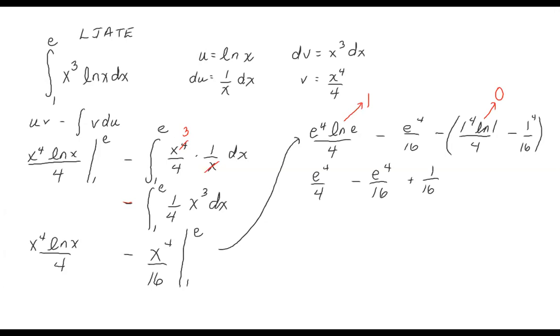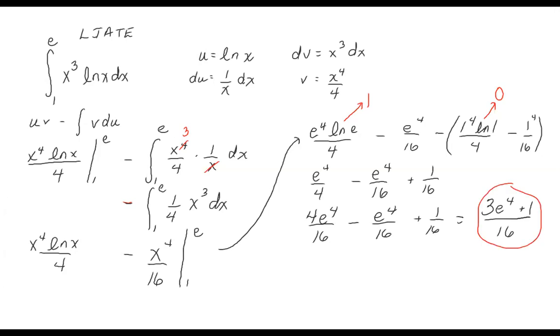And if I get a common denominator, 4e to the fourth over 16 minus e to the fourth over 16 plus 1/16. So if they do want an exact value on this, it would be 3e to the fourth plus 1 all over 16. So it looked like maybe we were going to have to use integration by parts more than once, but it was really only required one time.